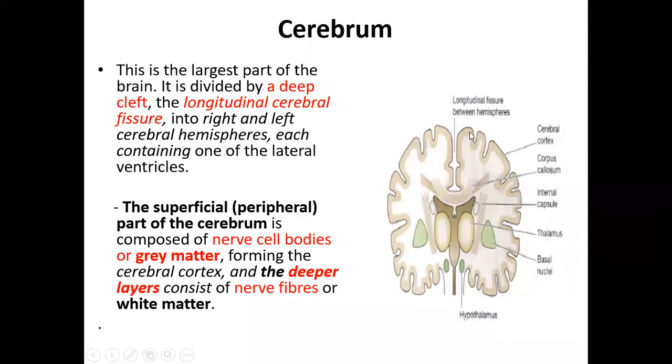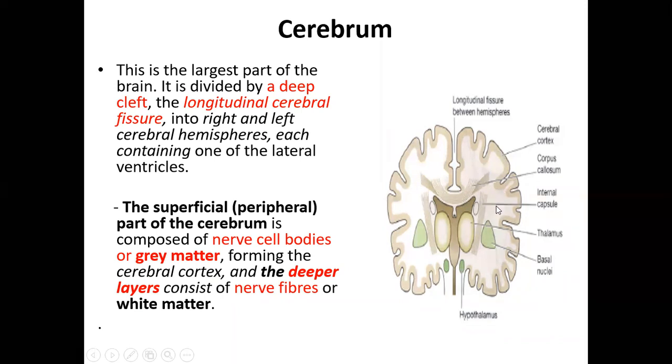If you see here, it has two parts. Outer we have the cerebral cortex and the inner part is called the medulla. The cerebral cortex is made up of the cell bodies of the neurons, and it is called gray matter. It looks grayish, so it is called the gray matter, forming the cerebral cortex. And the deeper layer consists of nerve fibers or white matter.